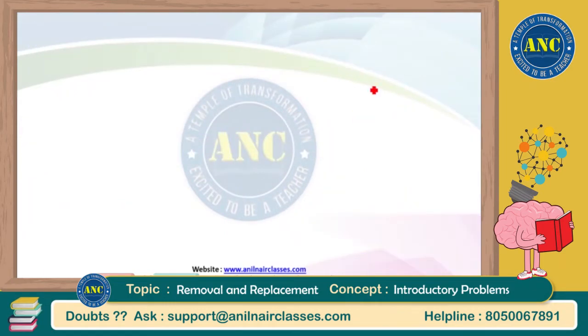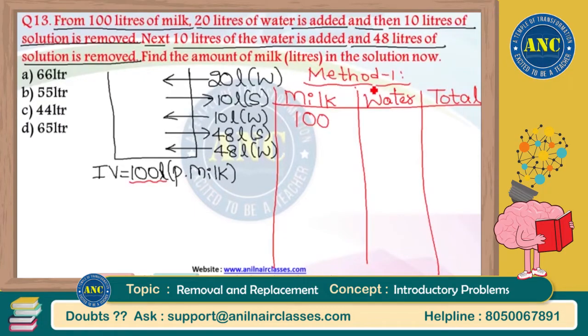But in this question, initially 100 liters of milk is present, and in the first step itself I am adding 20 liters of water. So the total volume became 100 plus 20, which is 120. Total volume right now is 120 inside the vessel. Now I can say that 100 liters of milk is present and 20 liters of water is present.